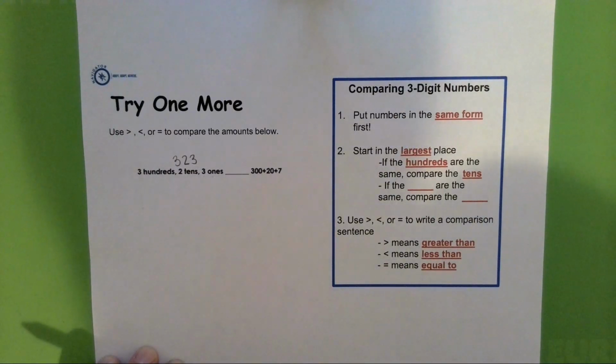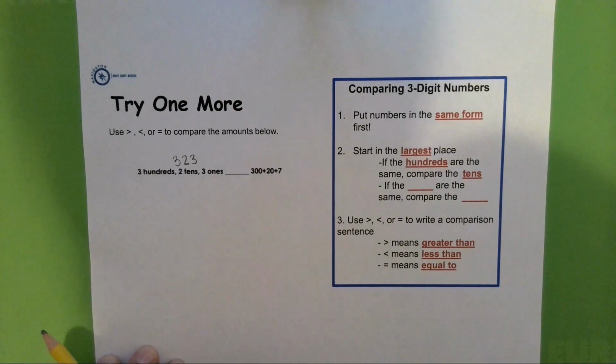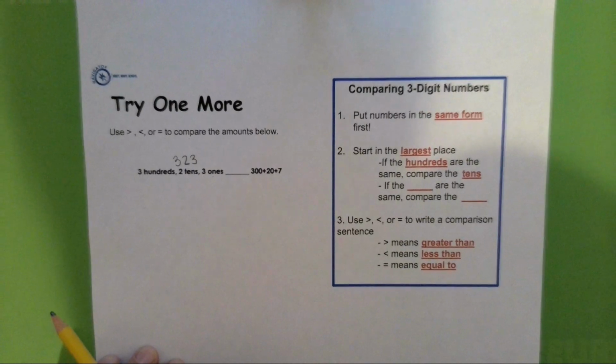Nice job. What about 300 plus 20 plus 7? How can we write that amount in standard form, and how do you know? Say it out loud.